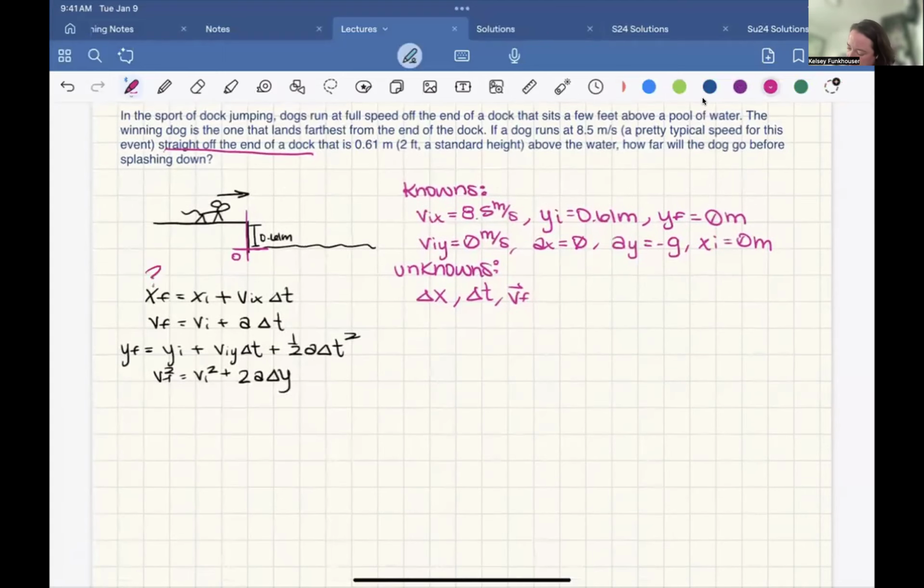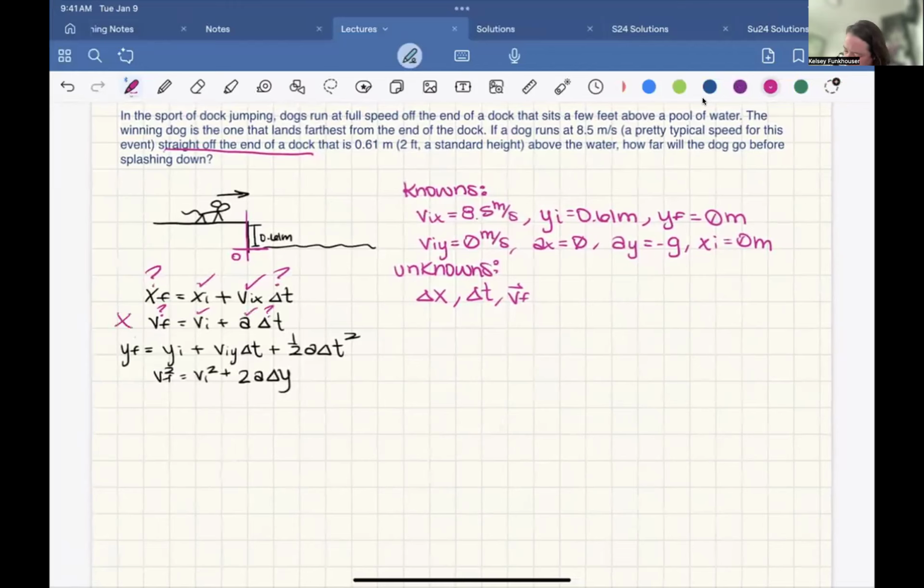Okay, we don't know this final position in x. We know the initial velocity in x, but we don't know the time interval. So that's kind of a problem because this is the only equation that really works for x, but we need that time interval. So let's look at the next one and think about it for y. We don't know the final velocity. We know the initial velocity is 0. We know the acceleration, don't know the time interval. That one's not going to help us.